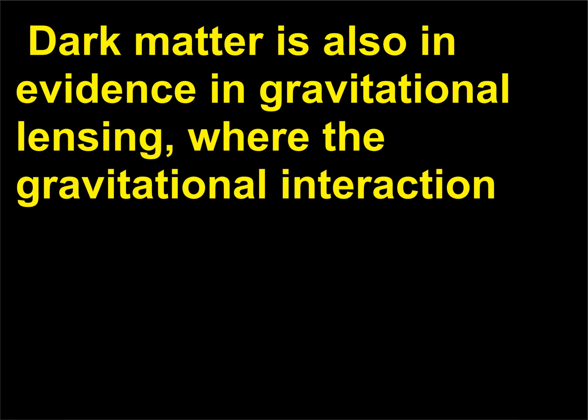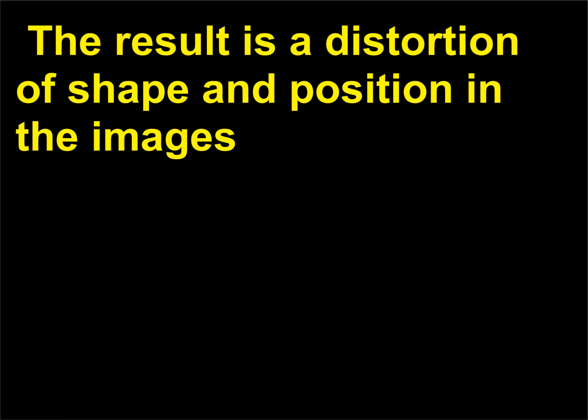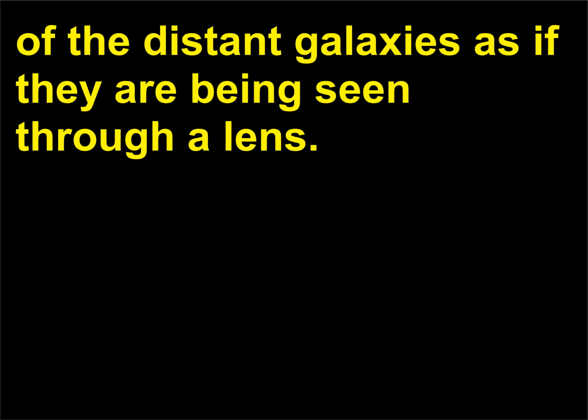Dark matter is also in evidence in gravitational lensing, where the gravitational interaction of mass with light causes the light from very distant galaxies to be bent by nearer galaxies. The result is a distortion of shape and position in the images of the distant galaxies as if they are being seen through a lens.